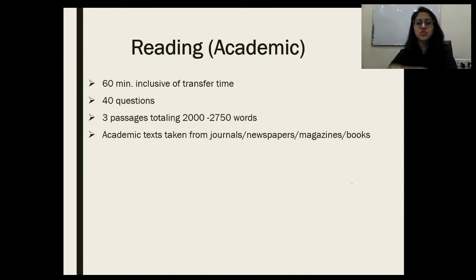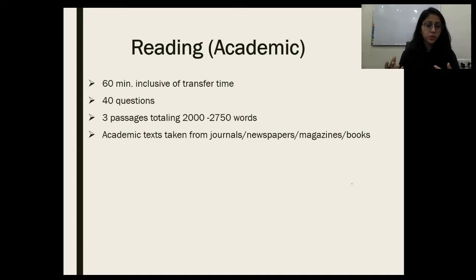Academic texts taken from journals, newspapers, magazines, and books. It's very important to understand here that these academic texts taken from journals, newspapers, magazines, and books could be very, very boring also.